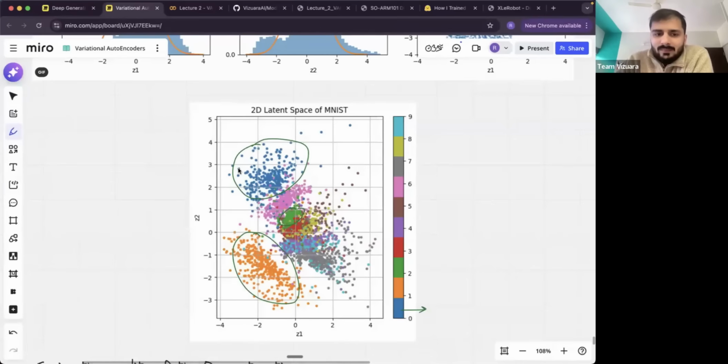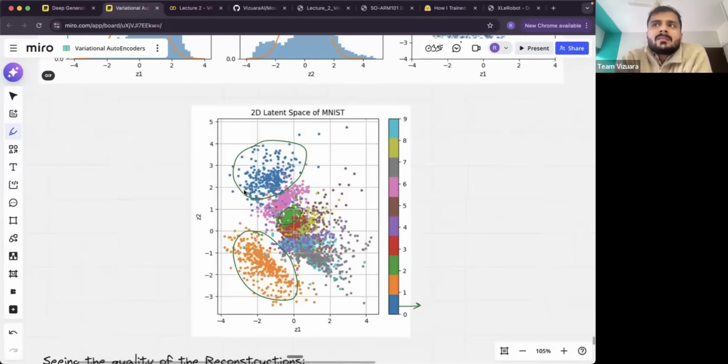Okay, so let's look at Pramod's question. Pramod is saying that the reconstruction loss has the notation or the variable z inside. So how can we understand this?